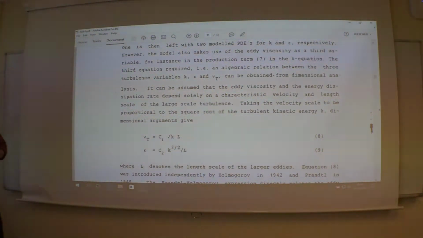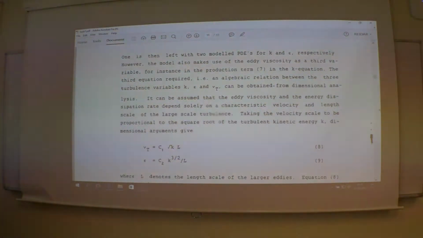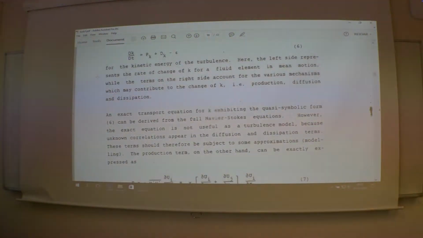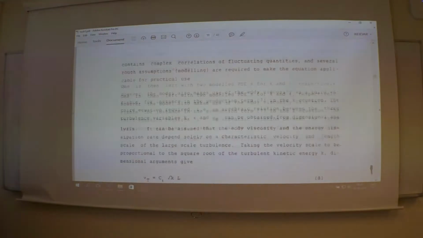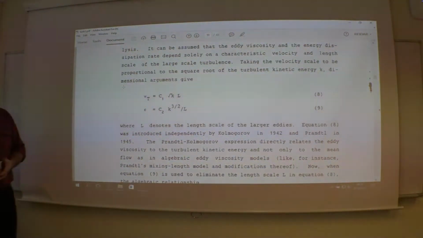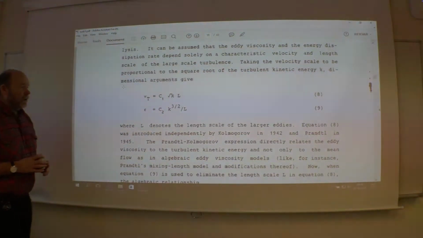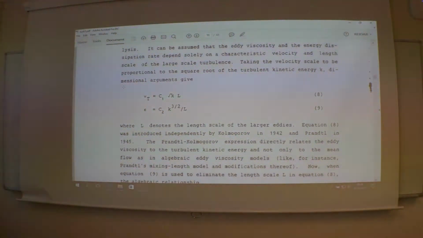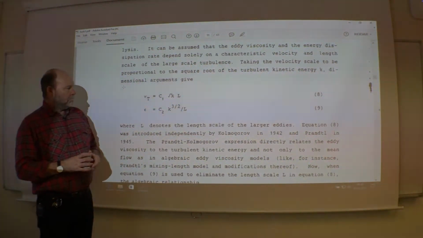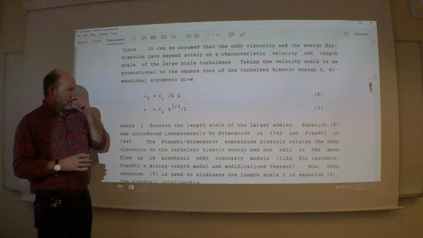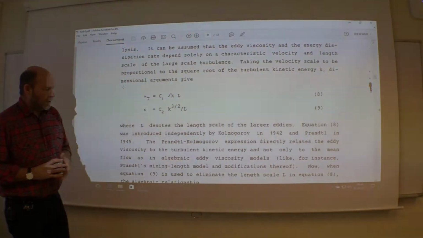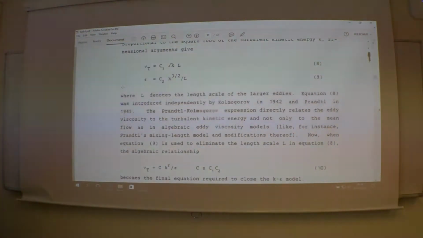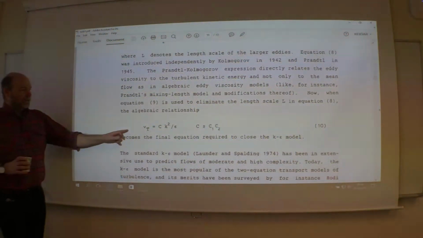So with the K epsilon model, you'll have two transport equations, one for K and one for epsilon. But what we needed was the eddy viscosity. So then we can close the equation system with the help of Prandtl-Kolmogorov. They did some dimensional analysis and found a connection between the eddy viscosity, the unknown function, and K and epsilon. And the connection is written here.